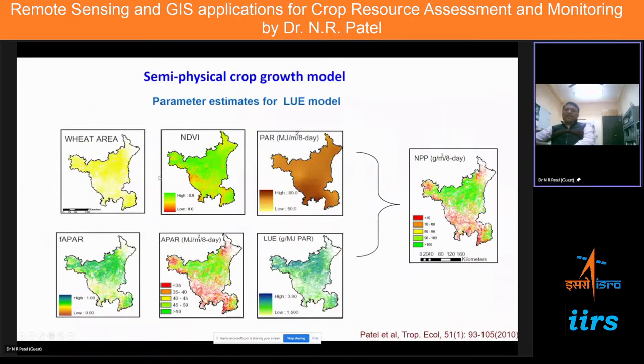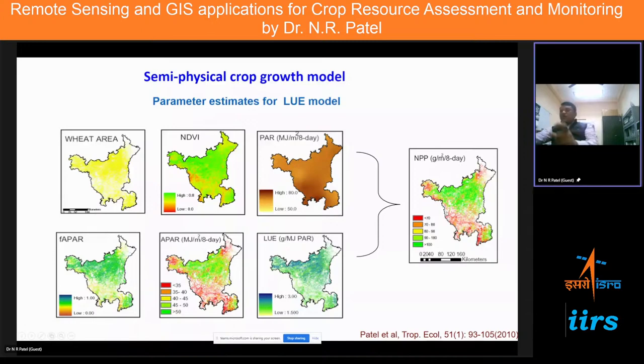Here you see the wheat area. For every pixel, the wheat NDVI is there. Photosynthetically active radiation, which is sunlight, we multiply with the fraction of absorbed photosynthetically active radiation, and you get the total absorbed photosynthetically active radiation for 8 days. Multiply with the light use efficiency, meaning dry matter or biomass produced per unit of absorbed photosynthetically active radiation utilized. That is called light use efficiency. Multiply APAR with light use efficiency, and you get the NPP, or you can say biomass, for every 8 days.